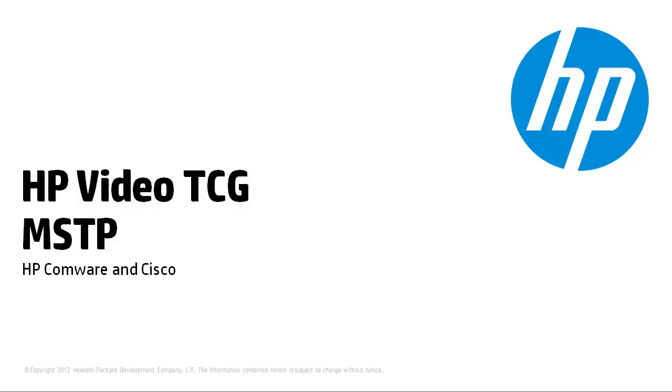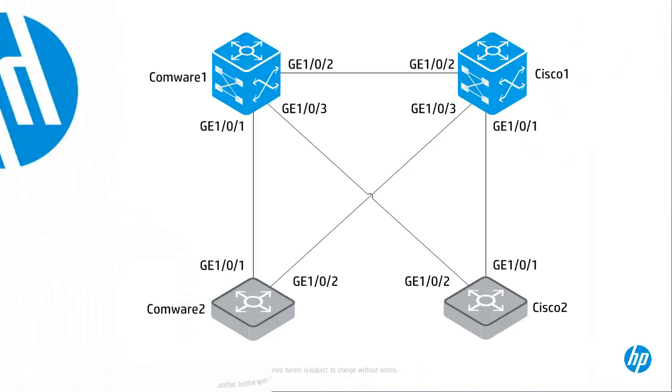In this TCG, we're discussing multiple spanning tree with an emphasis on interoperability between HP Comware switches and Cisco switches. We'll be looking at the configuration steps for configuring both Cisco and HP Comware switches in a single MSTP region.